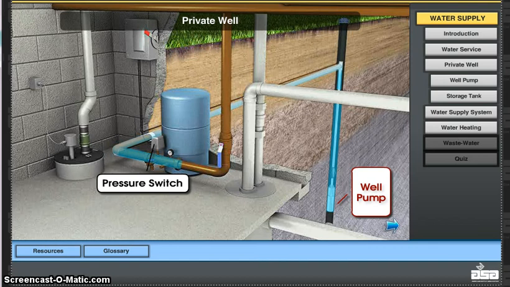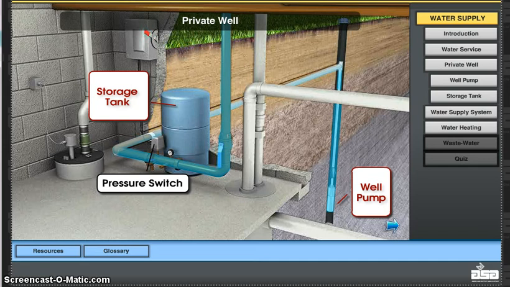A pressure switch located at the diaphragm tank inside the home will energize the well pump when pressure is needed. Pressure storage tanks, or diaphragm tanks, are used to store water pressure created by the well pump. These tanks keep a battery-like charge of water on hand so the well pump won't short cycle. Click on each item to learn more about water service.